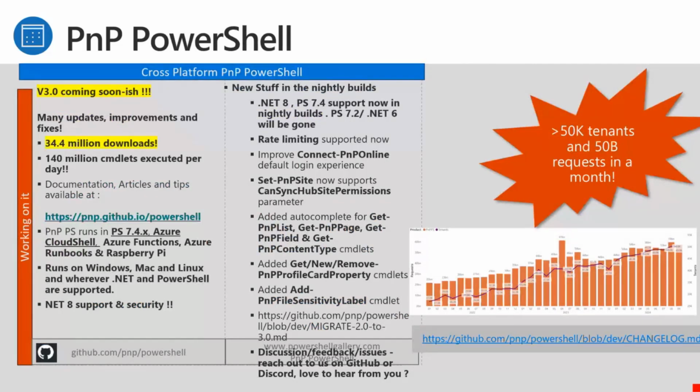Thanks, David. Thanks, Bert. In PnP PowerShell also, version 3.0 is coming very soon. We introduced rate limiting as well, based on the implementation that Bert did in PnP Framework. So it is now on by default. Would absolutely love to hear your feedback on how it works in your own scripts and all.